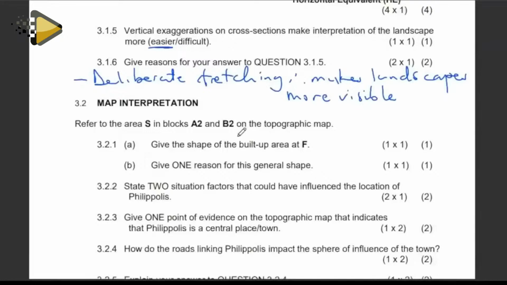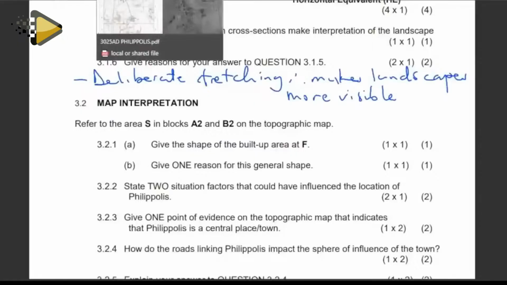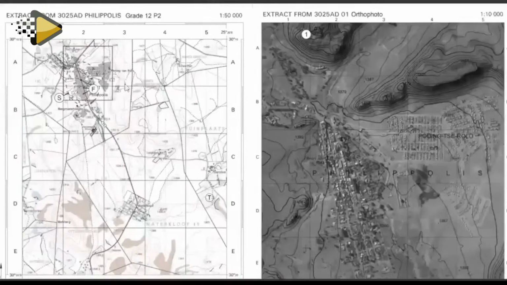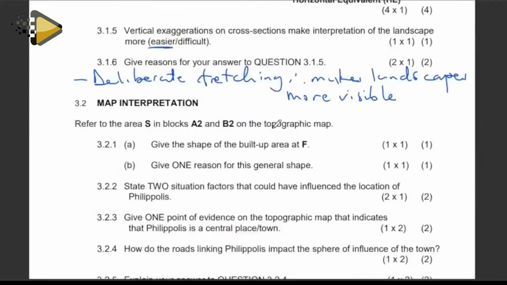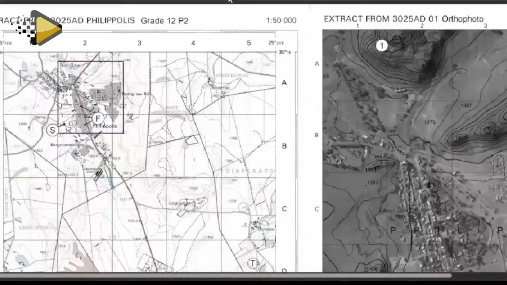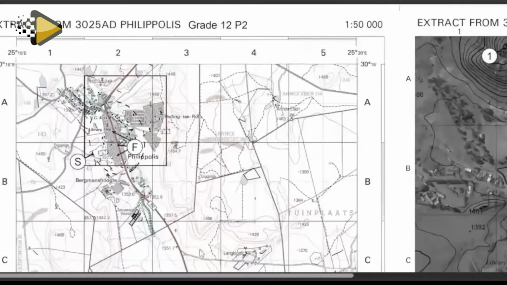Refer to the area in block A2 and B2 on the topographic map. Give the shape of the built-up area. Let's try to see if the area is visible on the map. We are referring to the topographic map, and we want to look at the shape of the built-up area in blocks A2, B2. Right, block A2 and B2 on this area here. Let's try to enlarge the map and see the features which we want. All right, area F, we are looking at this particular area here. We mapped the built-up area, this one here.